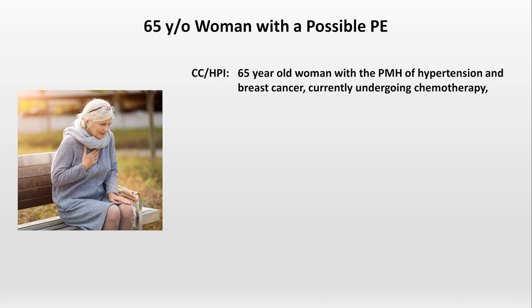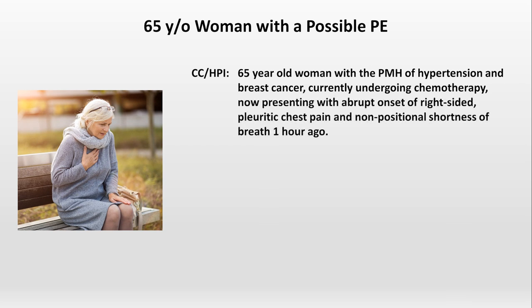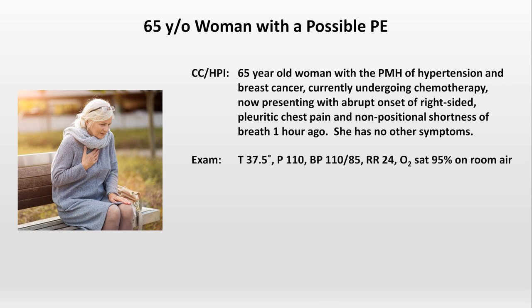This is a 65-year-old woman with a past medical history of hypertension and breast cancer, currently undergoing chemotherapy, who is now presenting with the abrupt onset of right-sided pleuritic chest pain and non-positional shortness of breath 1 hour ago. She has no other symptoms. On exam, she is afebrile, pulse is 110, blood pressure is 110 over 85, respiratory rate 24, and O2 sat is 95% on room air.